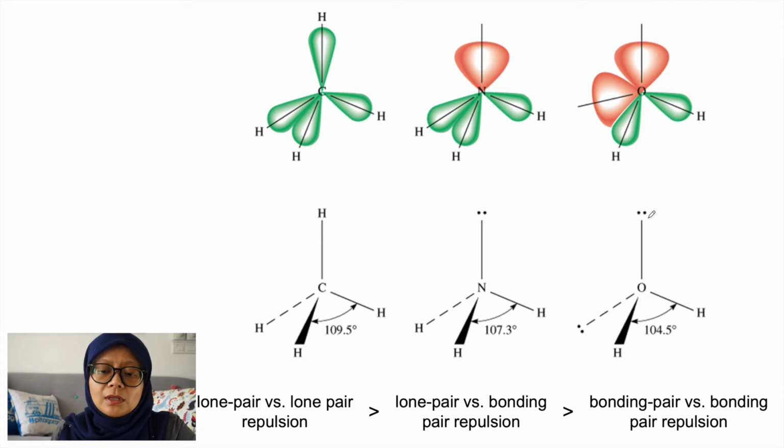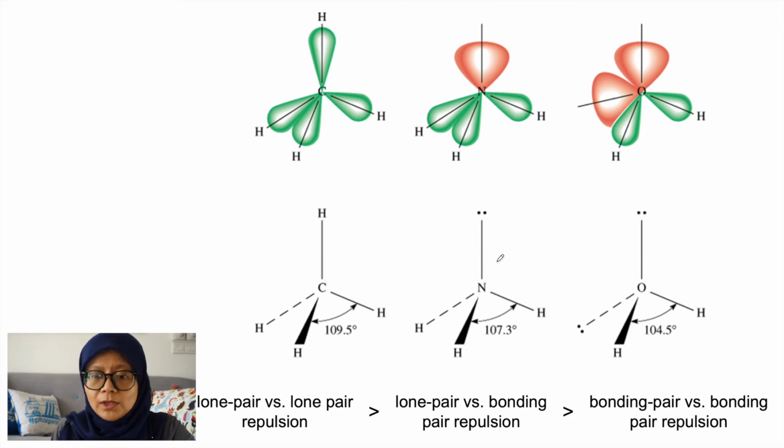Okay, so from this diagram we have three situations. First one, we don't have any lone pair, but we have the bonding pair. We only have bonds here, 4 bonds. So the angle of the H-C-H here is 109.5.